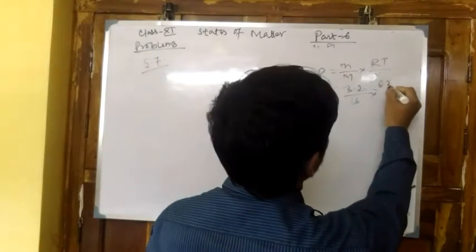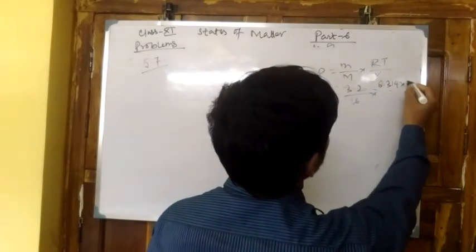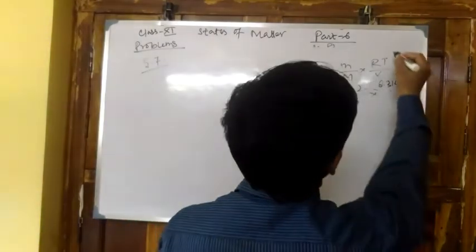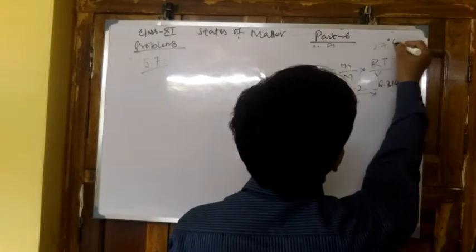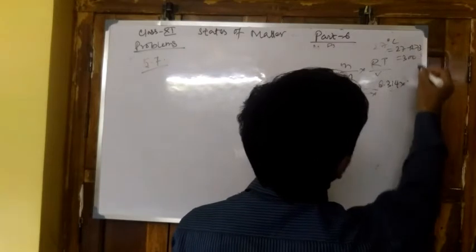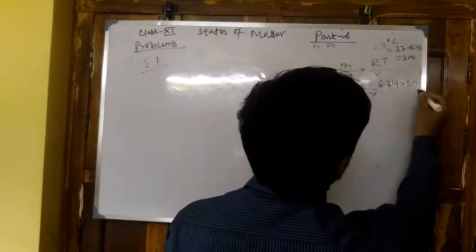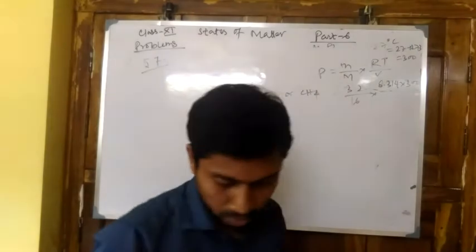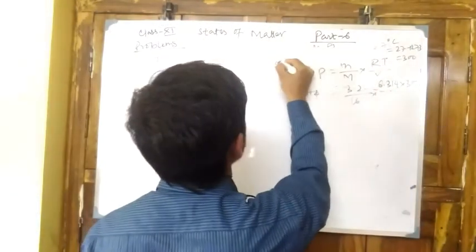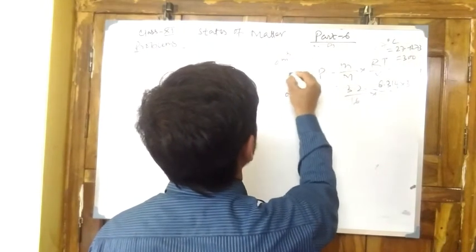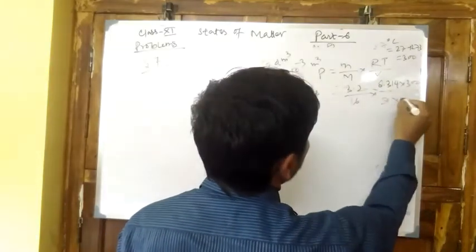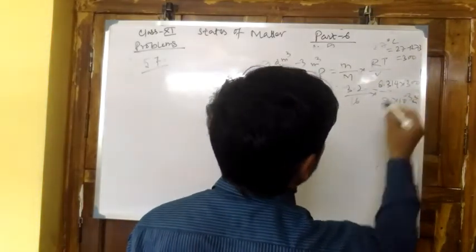into 8.314. Temperature is 27 degree centigrade. 27 degree centigrade is equal to 27 plus 273, that is 300. That is 300. And the volume is 9 decimeter cube. 9 decimeter cube is equal to 9 into 10 to the power minus 3 meter cube. So 9 into 10 to the power minus 3 meter cube.